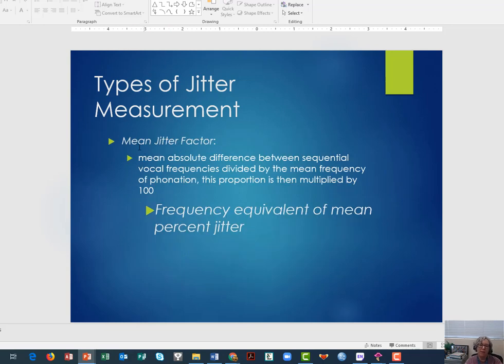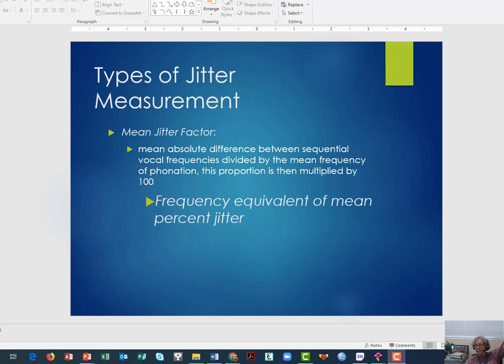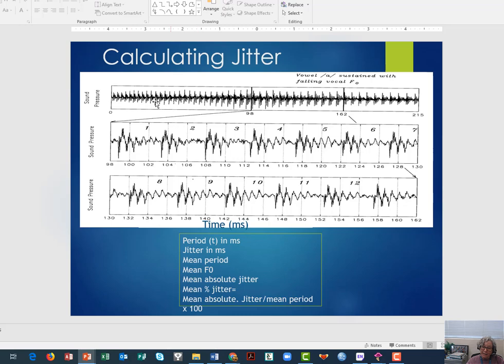And then the mean jitter factor is the absolute difference between the sequential vocal frequencies divided by the mean frequency of phonation, multiplied by 100. So we have a couple of different ways to measure jitter and get an idea of frequency stability from cycle to cycle. Again, in the olden days, we truly would have to look at the plot of the jitter, measure it out, and then do that calculation. Luckily for us, Praat does it for us.